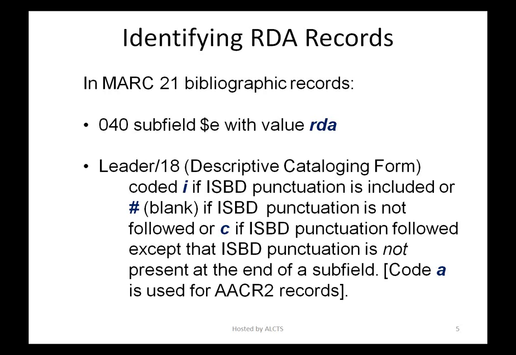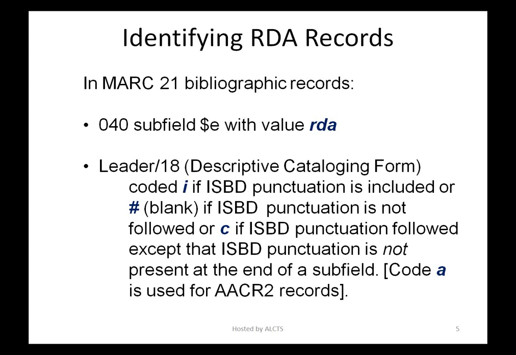Also, in Leader 18, there's a change from AACR2, and you might see a variety of things in that. It will be coded i if ISBD punctuation is included, or blank if ISBD punctuation is not followed, or there's a new code, c, that was recently defined for ISBD punctuation followed except that ISBD punctuation is not present at the end of a subfield. Now, of course, what was in this before for AACR2 was a value a.